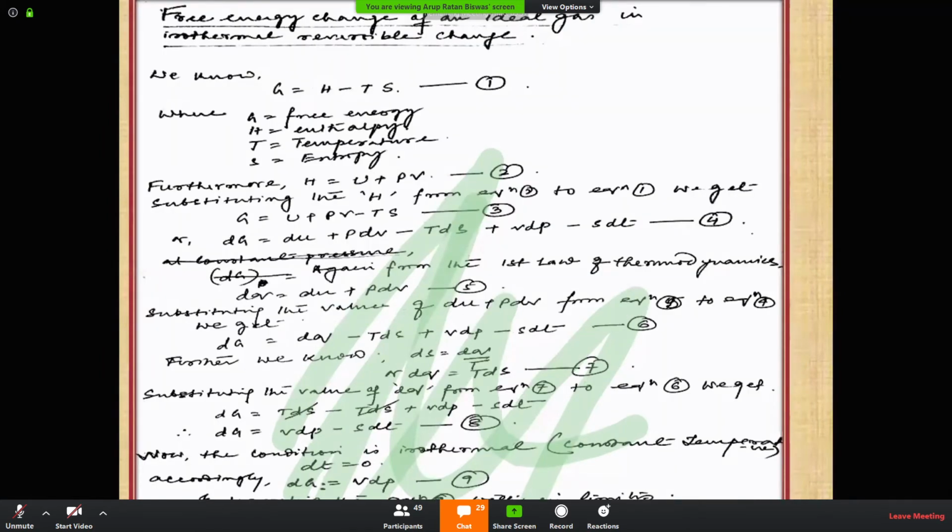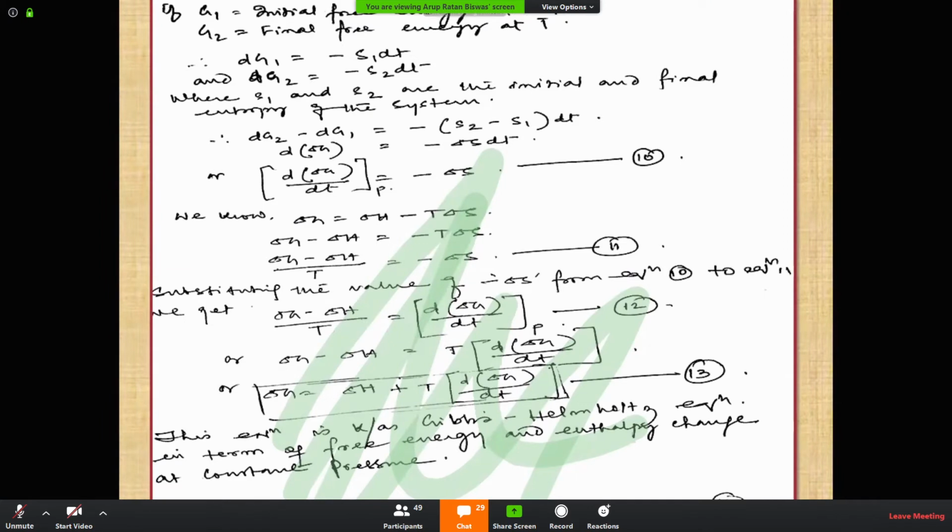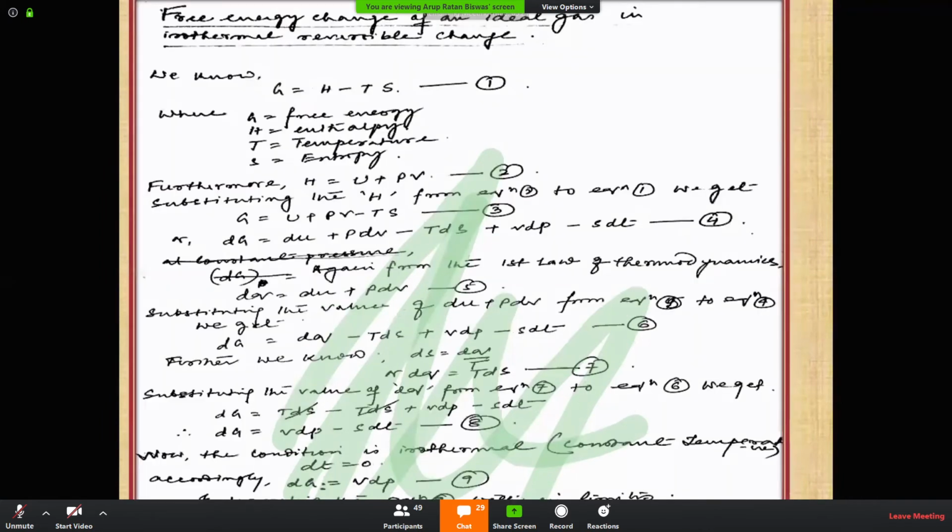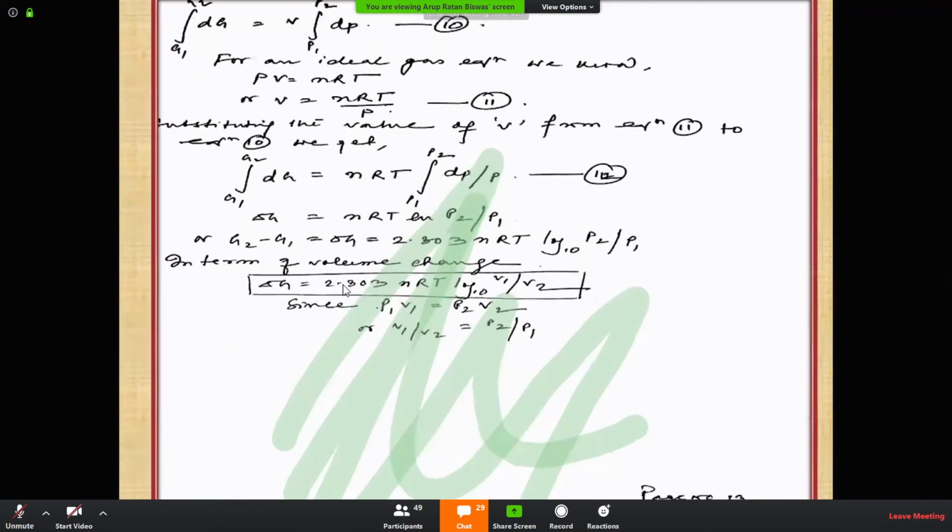Now, this is also given in the book, free energy change of an ideal gas in an isothermal reversible process. Here, the most important point that you understand is, this is the most important: delta G equals 2.303 nRT log10 V1 by V2. So a numerical may be asked from this derivation, as well as this derivation is important. Now it is not possible for me to do the derivation over here. Okay. Now moving to the next portion.